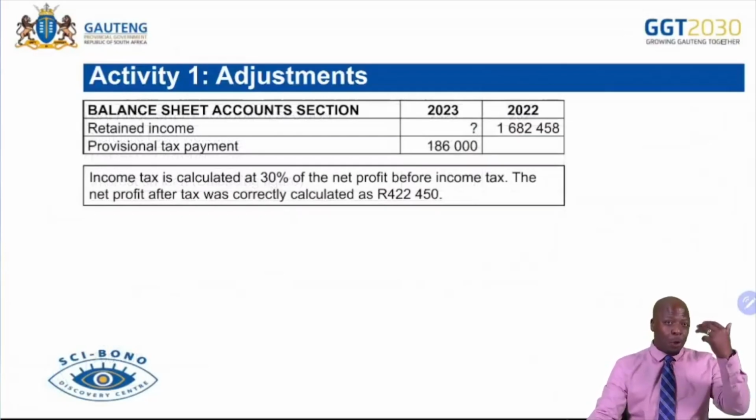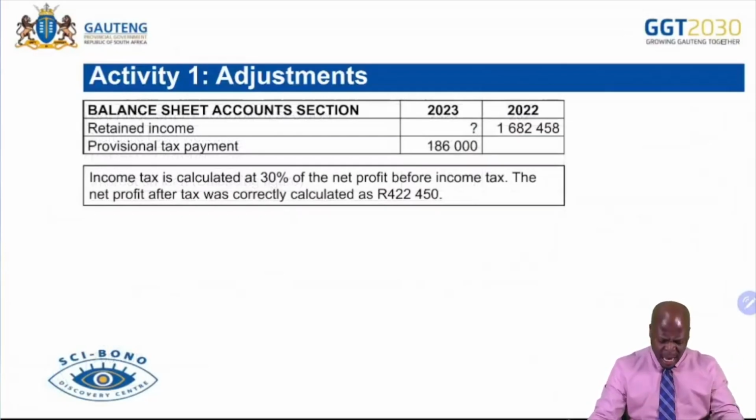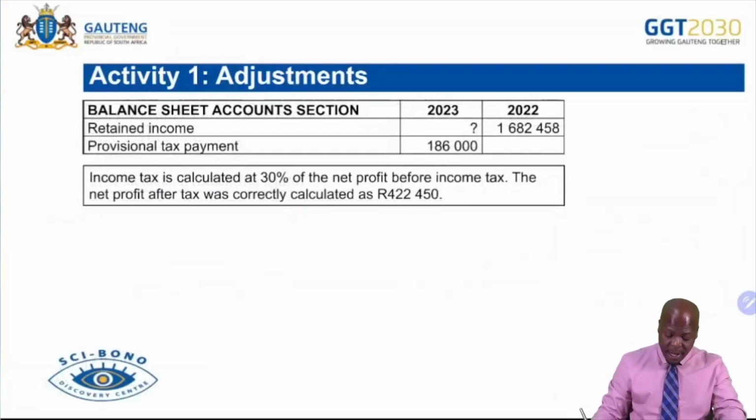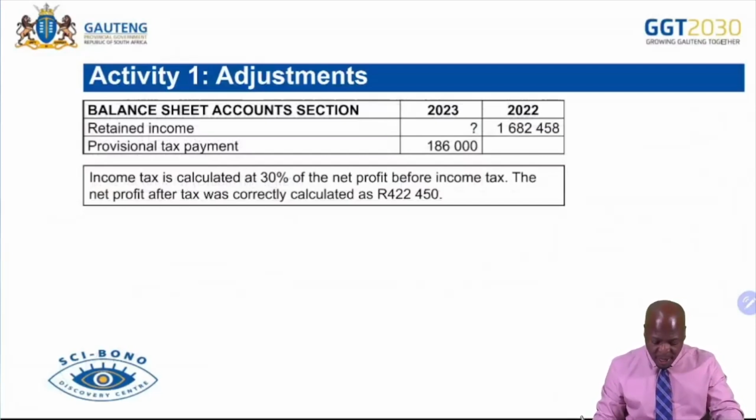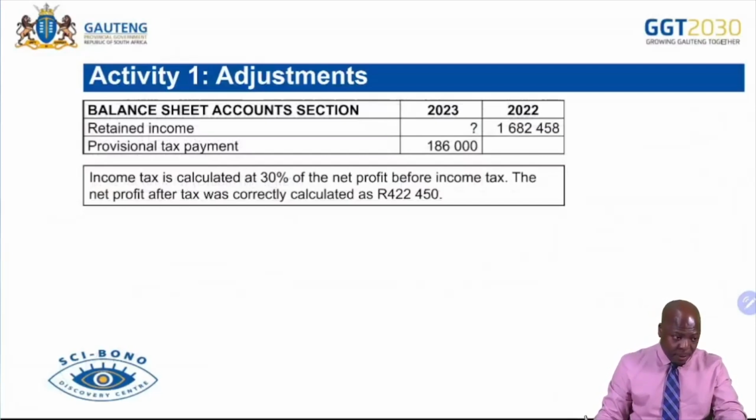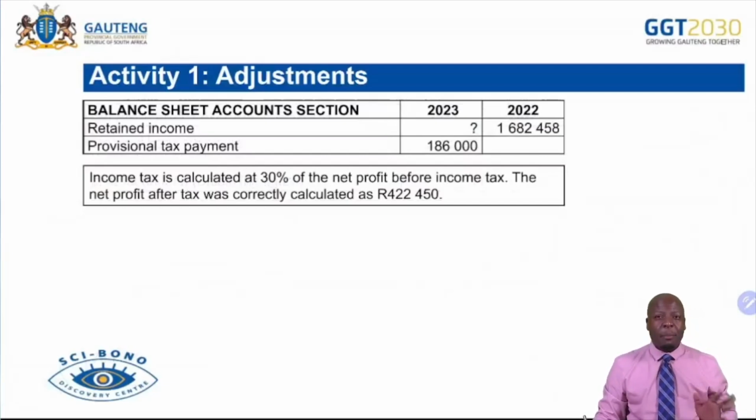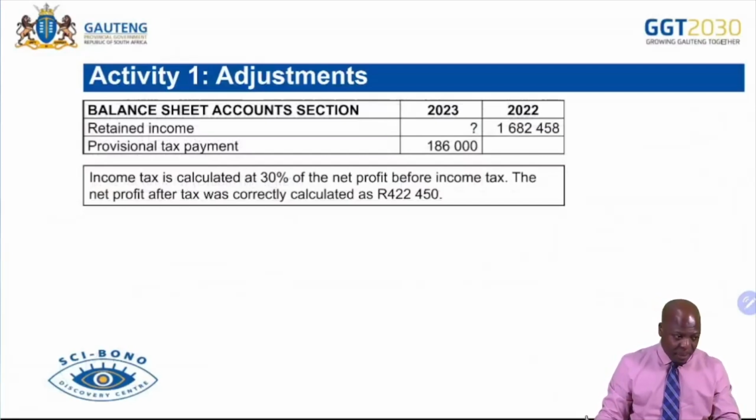If you're doing the balance sheet, you're going to show it again under your current liabilities. The next adjustment says income tax is calculated at 30% of the net profit before income tax. The net profit after tax was correctly calculated as 422,450. So if we were preparing the statement of comprehensive income, not if, we are actually preparing the statement of comprehensive income.